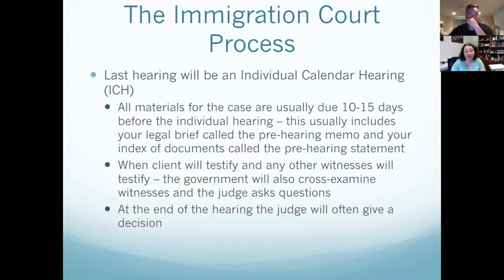And at the end of the hearing, if the judge knows what they're doing, they will give an oral decision. Sometimes they don't know what they're doing, and they'll say, we're going to issue a written decision. And so at that point, you just wait for a decision. Next slide.